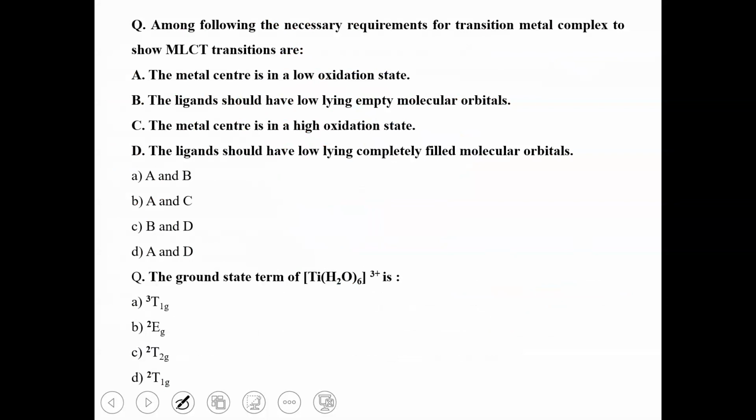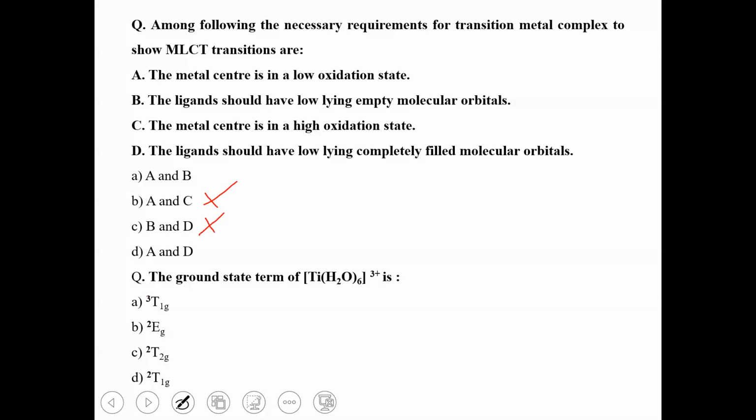Okay, the metal center is in high oxidation state. That is an incorrect statement. The ligand should have low lying completely filled molecular orbitals. So here are the options A and B, A and C. Okay, C is an incorrect option, so you can eliminate this one. B and D: both B and D options cannot be the right one. Either the ligand will have low lying empty molecular orbitals, or it will have low lying completely filled molecular orbitals.